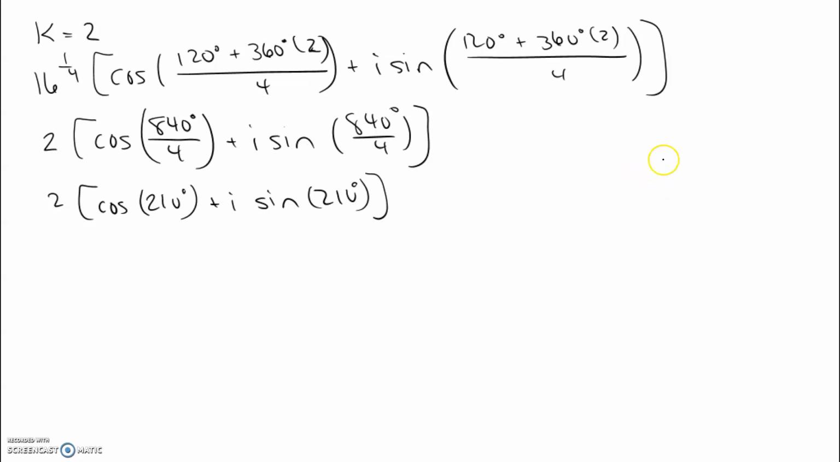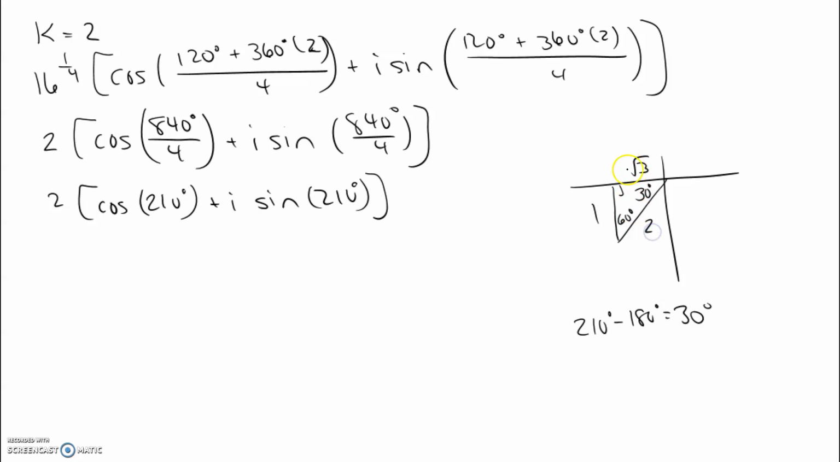Okay, well 210 is in the third quadrant, so somewhere down here. So I need to find my reference angle, which is going to be 210 minus 180, which is going to give us 30, so 30 here. This will be 90, so this will be 60. This will be square root of 3, 1, and 2, and both of these will be negative.